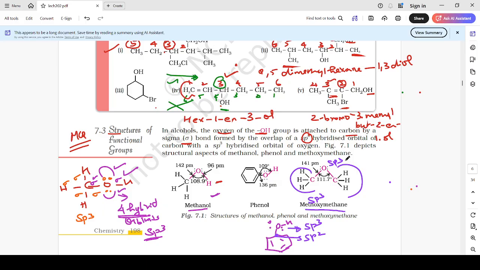But here you can see the bond angle is different, the bond length is also different. Let us first discuss the bond angle here. The bond angle is 108, here is 136 and it is 111.7. So I can understand methanol is having the least bond angle, followed by ether, followed by phenol. Correct?